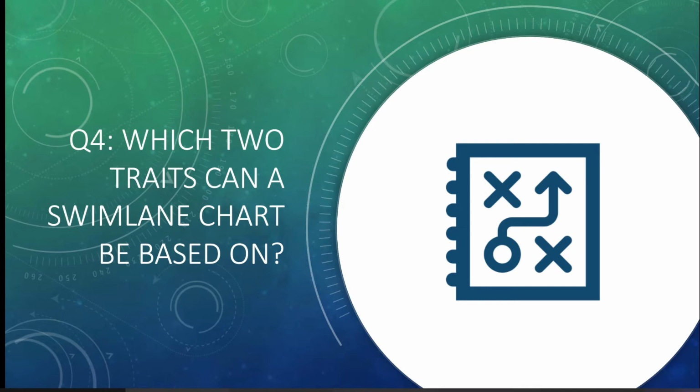Now let's have another question. So do you remember the swim lane chart? Now there are two different traits that a swim lane chart can be based on. Which two would those be? That is exactly correct. Yes. Nice job, guys. Exactly. It can be a location or a resource.